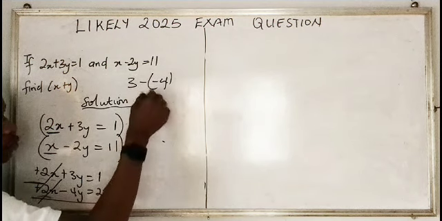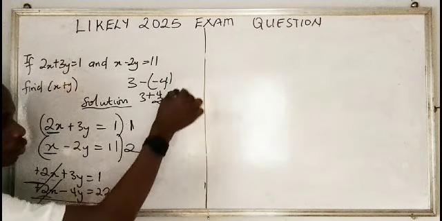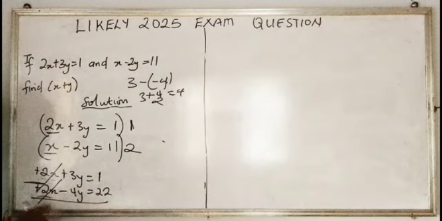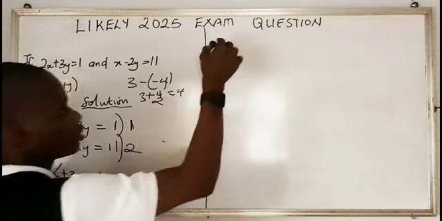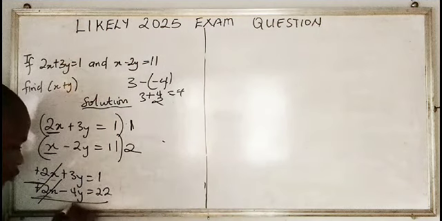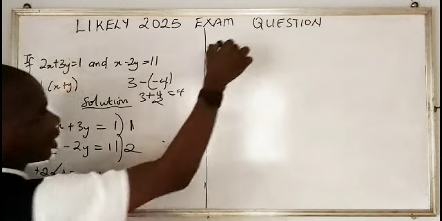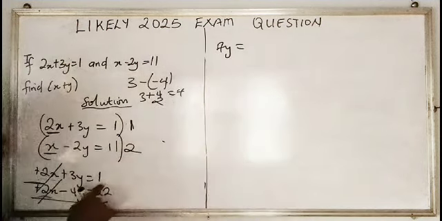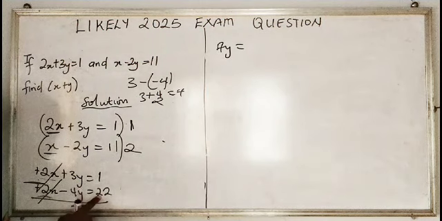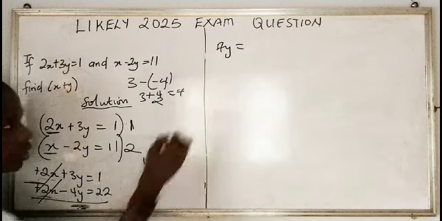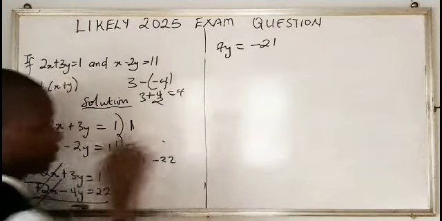Minus times minus will give us what? Plus. So we have 3 plus 4, which is equal to what? 7. So it therefore means that this is equal to 7y. Let's bring it up here. We are going to be having 7y equals 1 minus 22. 1 minus 22 is equal to minus 21, isn't it?